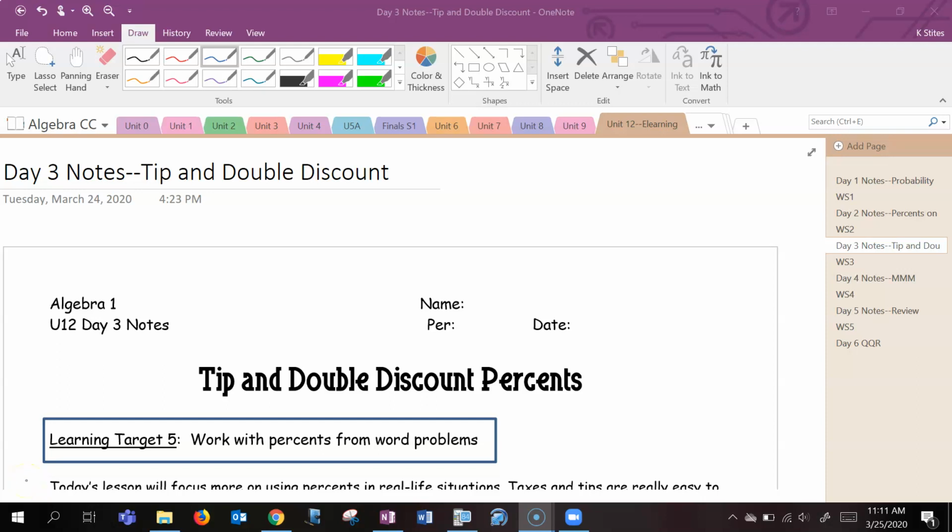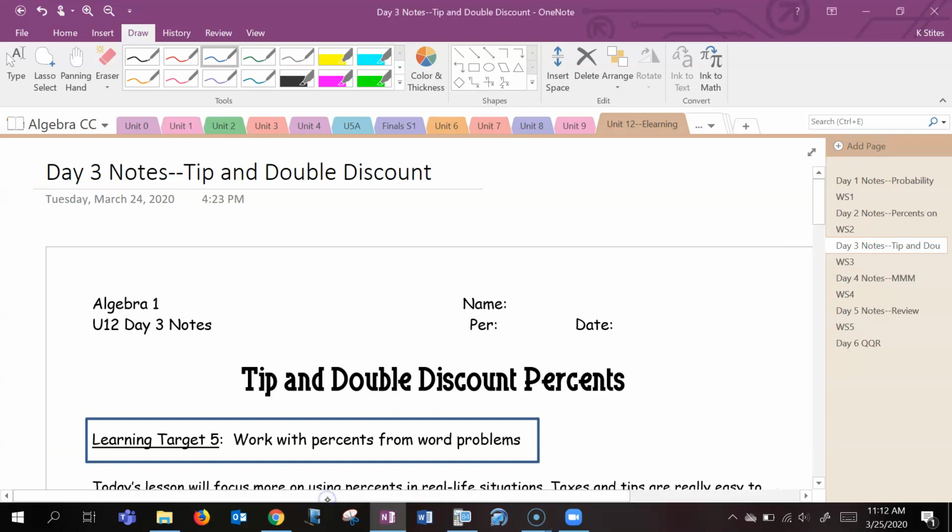Hello, Algebra 1. Today we are talking about tip and double discount percents. So percents are very applicable to your normal regular life. Whenever you go out to a restaurant, we usually tip, and that involves percents. And of course, we love to shop, or at least I do, and frequently different stores have sales, a certain percent off. That's helpful to know how to work with so that you make sure you're being charged the correct amount.